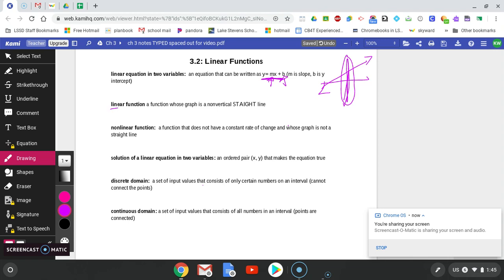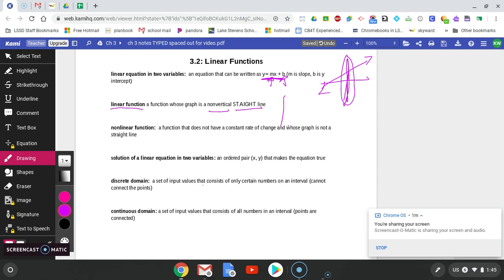Linear functions are going to be anytime you have a straight line and it's non-vertical. Vertical would be straight up and down. If it is straight up and down, it is still linear, but it is not a function because it doesn't pass the vertical line test. Remember, the vertical line test says if you draw a vertical line, it only touches the graph in one spot. And if you think about a straight up and down line, a vertical line would touch every single place along that line.